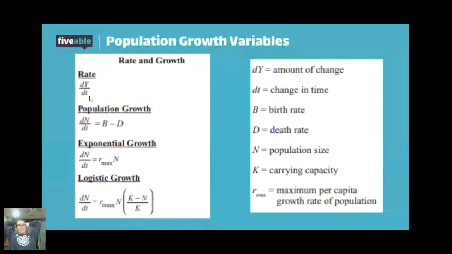The way that you can think about it in this class, and don't tell your calculus teacher if you're in calculus right now, because they'll probably be angry with me, but we can just think of that as like a delta n and a delta t. So change in population. If n is population size, then dn dt would be change in population over change in time. And that's fine for the purposes of AP Bio. You do not need to be familiar with derivatives, thank goodness.